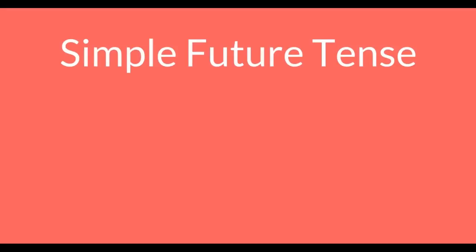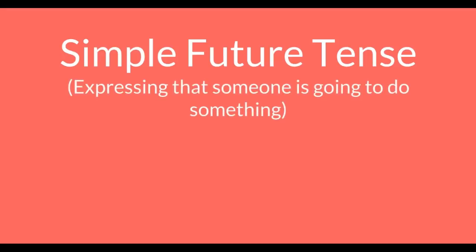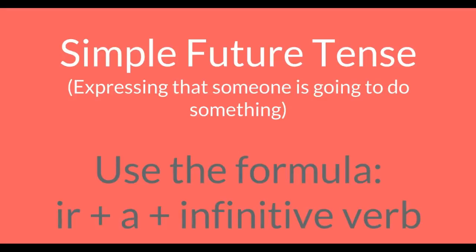Something that's really cool about the verb ir is that we can use this verb to help us talk about things in the future. And this is called the simple future tense, which expresses that someone is going to do something. There's a formula that we use, and that's ir plus a plus an infinitive verb. So the ir will be conjugated to match your subject. A is simply just the letter A by itself, and then you'll leave the next verb in the infinitive form.